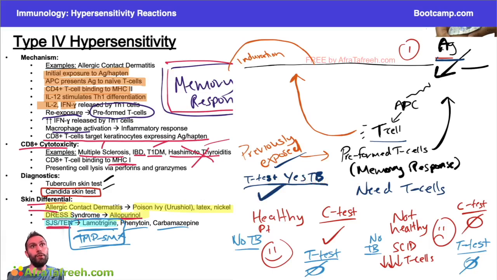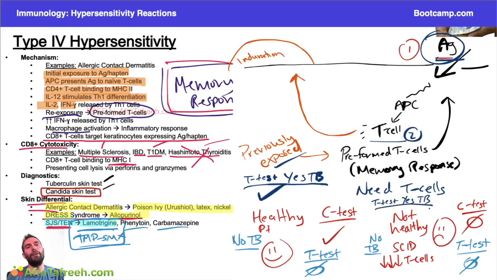Because you've been exposed to the antigen in the past and you have T cells here that are essentially functioning, right? So in this situation, we would expect there to be some response in my healthy patient, even though this patient's healthy in the sense that they have T cells, they are infected with TB or had previously been exposed, right? It could be either one, but they would generate an induration in that situation. Now, what about my not healthy patient? So again, we do the TB test and we're saying, yes, this person has been exposed to TB.